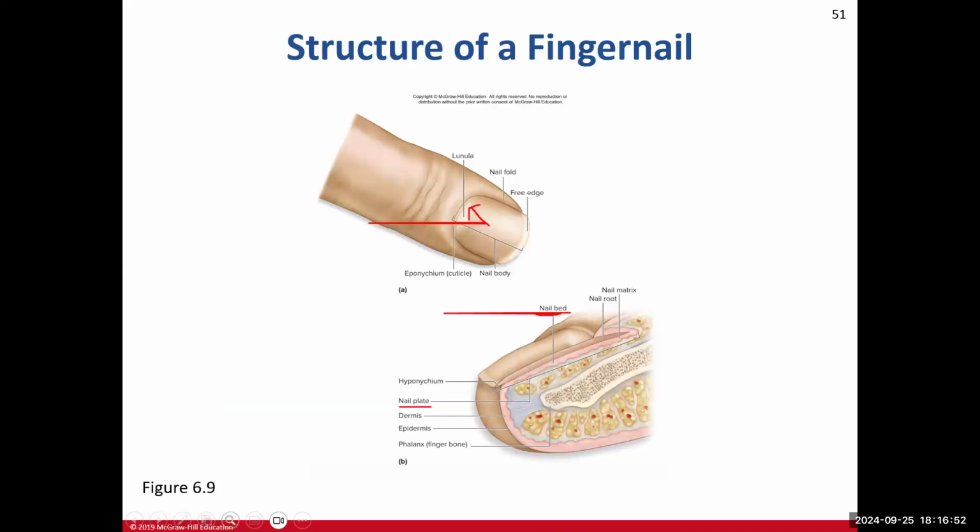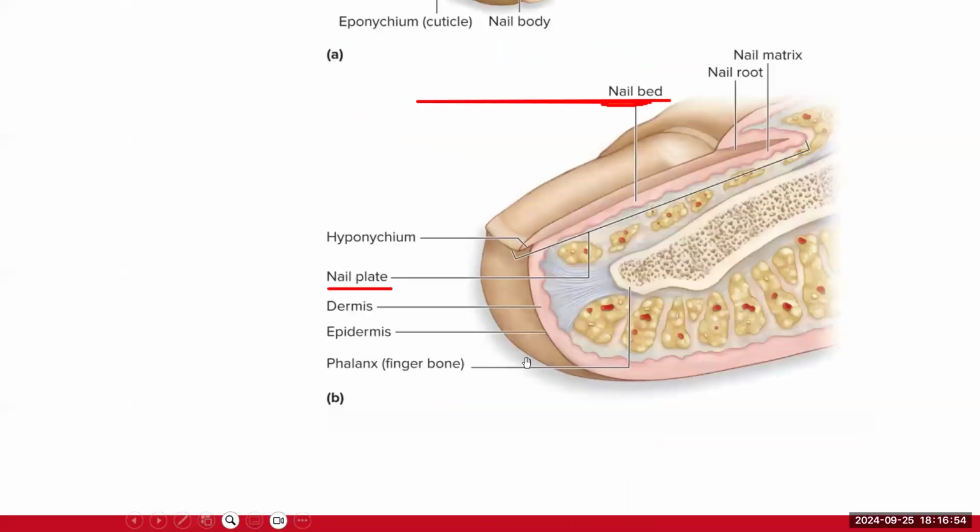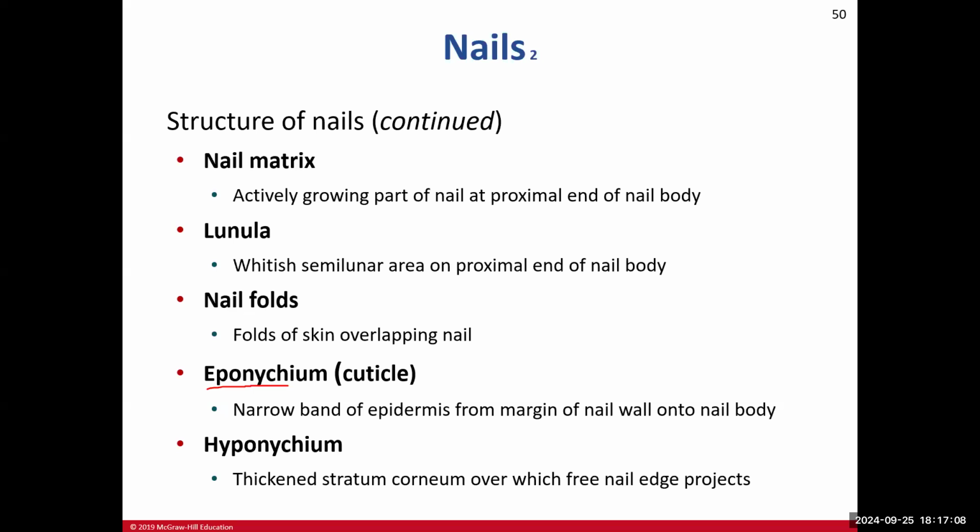So if I zoom in a little bit, pretty much where the free edge right here, where it hangs over, the distal part of your finger, right here, it's the thickened area of skin that's called the hyponychium. All right, so that's pretty much it for the nails. Nothing terribly exciting, but you'll probably see 1 or 2 questions on that in your test.